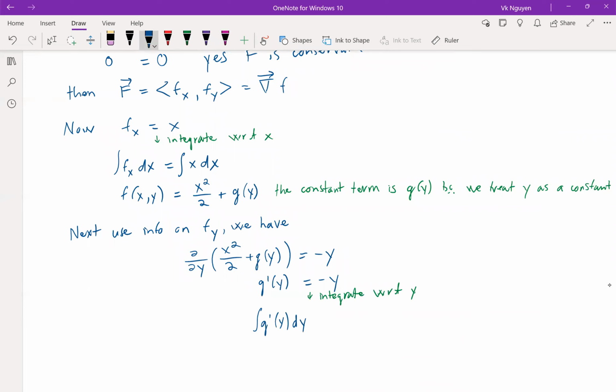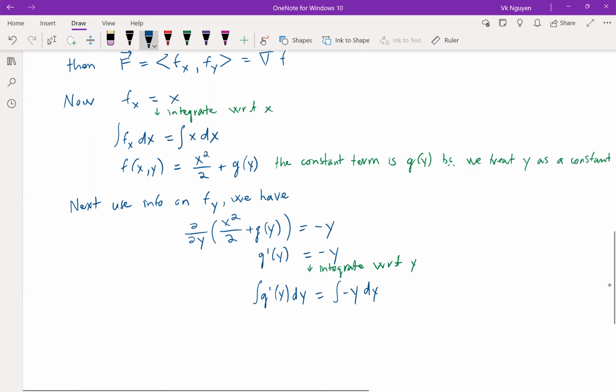The integral of g prime of y dy is the integral of negative y dy. So that means g(y) is gonna be negative y squared over 2 plus c. You can either have the plus c or you can get rid of it, because it doesn't matter. It's gonna get canceled out anyway.